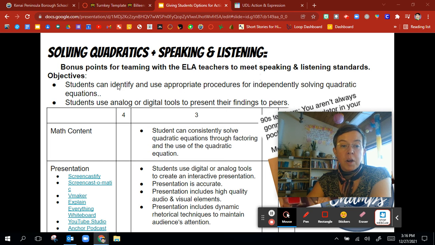This is one where students can identify and use appropriate procedures for independently solving quadratic equations, and students use analog or digital tools to present their findings to peers. So here you can have students learn a math skill, learn how to figure something out, but then their goal is not to just learn it and pass the test. Their goal is to turn around and use their tools to teach somebody else.